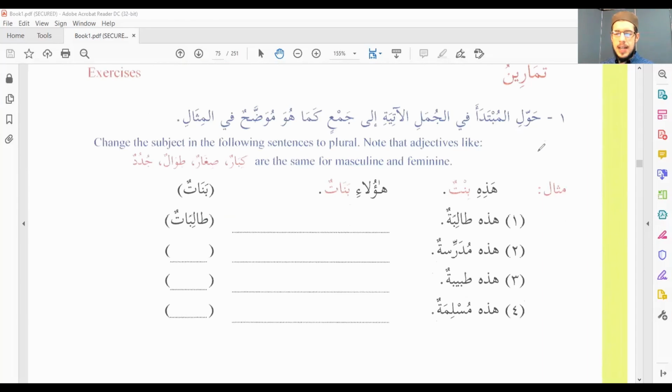حول المبتدأ في الجمل الآتية إلى جمع كما هو موضح في المثال. Convert or change the mubtada, the subject of the jumla ismiya, في الجمل الآتية, in the following sentences, جمع, make it into a plural, كما هو موضح, as it is explained or clarified, في المثال, in the example. And we've talked about the different points about حول is a form 2 verb in the imperative mood.